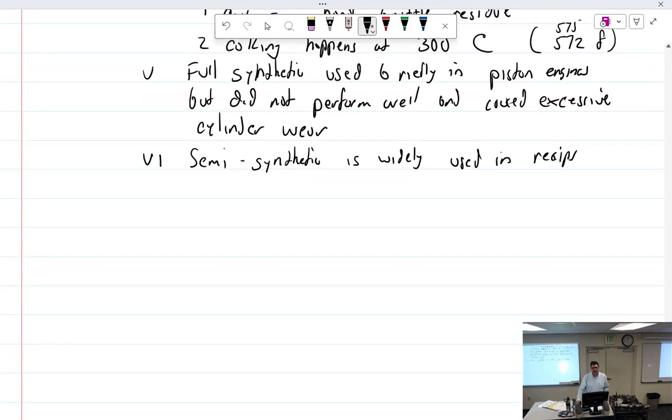Does that blend kind of give it more film strength or something like that? Is that why you use that blend? I think it's more just a combination of good properties. That's what I think.